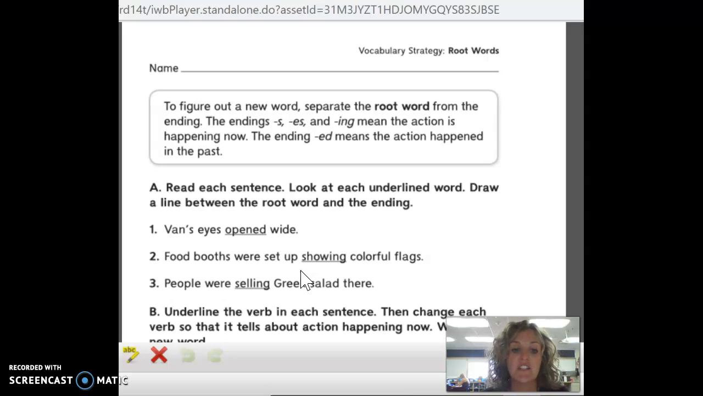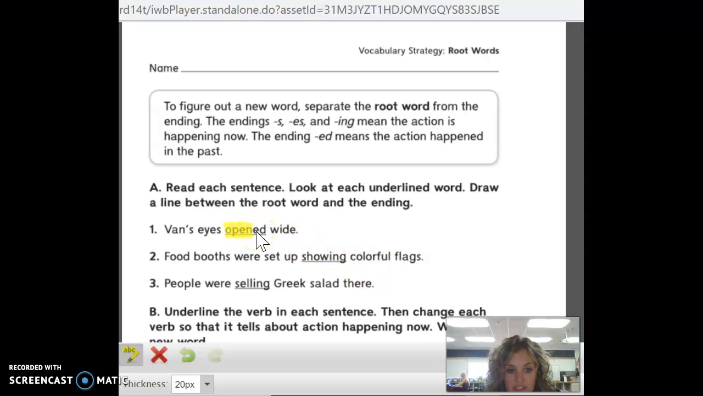So on this sheet, you are going to read each sentence, and then you are going to look at each underlined word and draw a line between the root word and the ending. So let's all look at "opened." Okay, so if we cut off the ED, we now have "open." O-P-E-N. Okay. So we know that that is our root word.